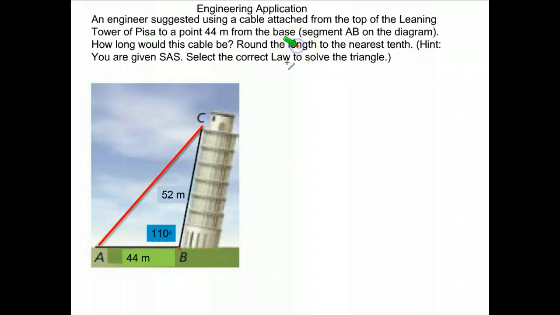It says to round length to the nearest tenth. Notice you're given SAS: you have an angle and two sides on each side of it. Which law of triangles are you going to use to solve? Hopefully you look in your notes, and when you have SAS, the law we use is the law of cosines.